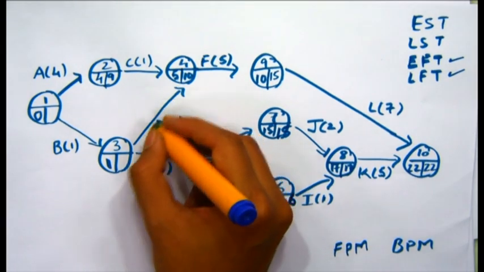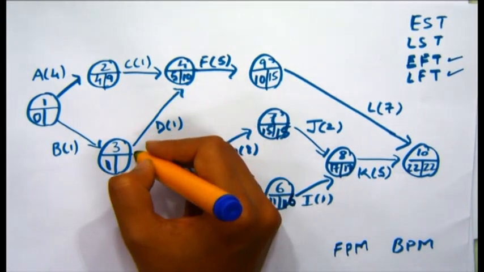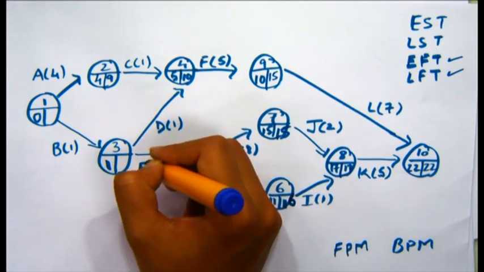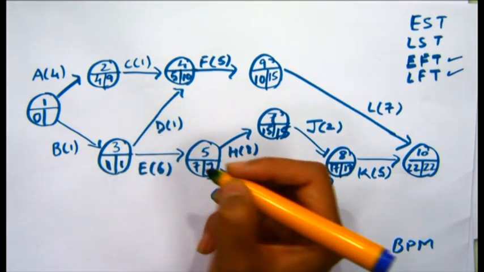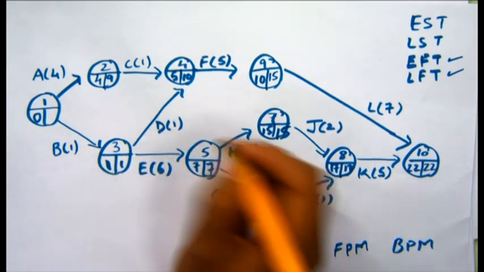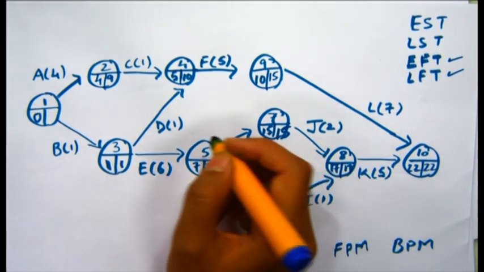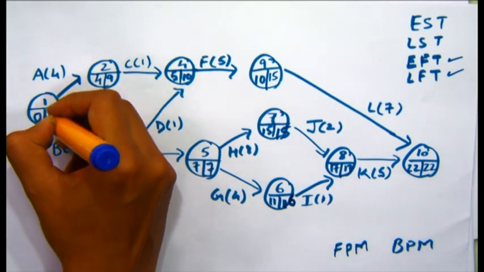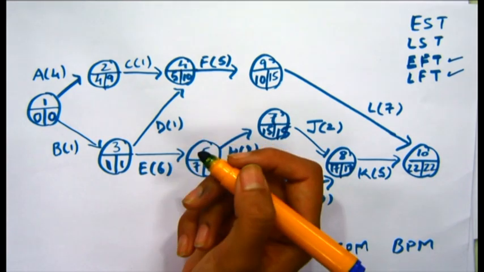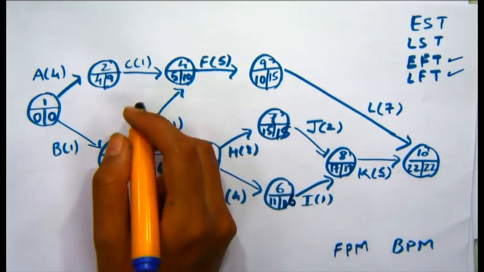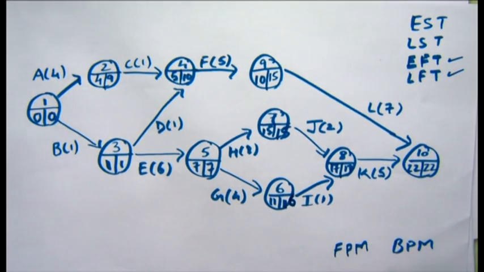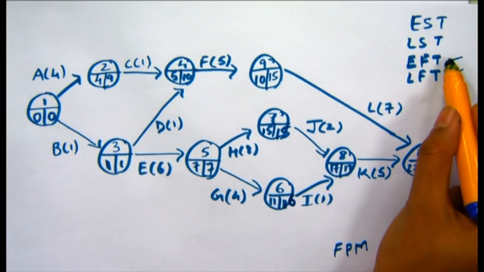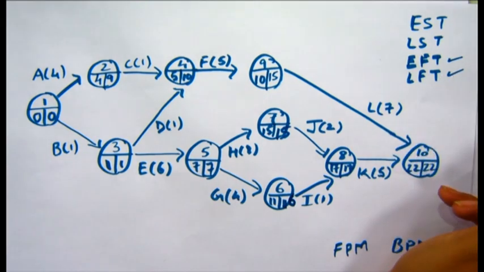Going back here, again we have the merge of events. 10 minus 1 would be 9 and 7 minus 6 would be 1, so we select the lowest time and write down 1 here. Now as you can see, 9 minus 4 would be 5, 1 minus 1 would be 0, so we select 0, the lowest time. So this is how we calculate the four times: earliest start time, latest start time, earliest finish time and latest finish time.